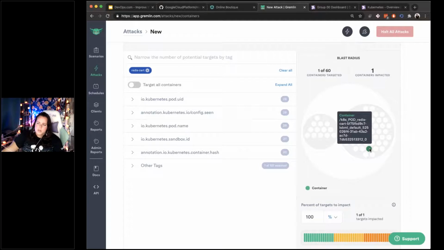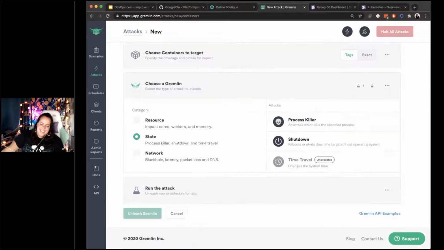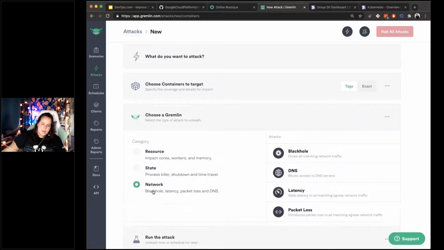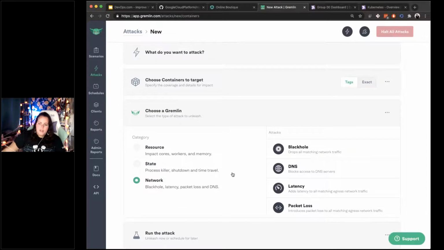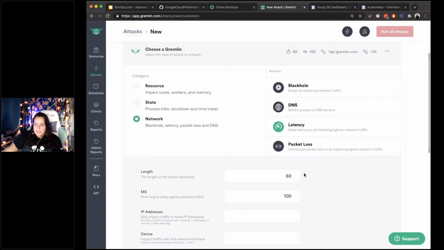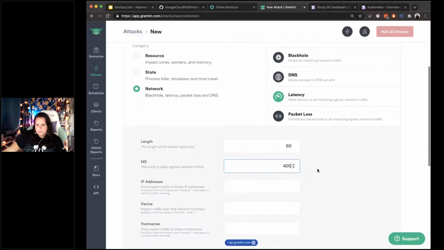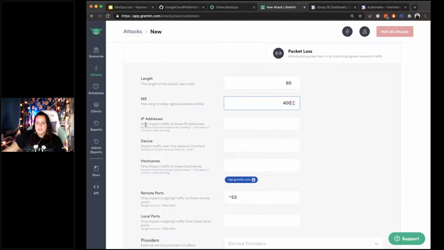We see that this is just one container within my 2 nodes. I wanted to target 100% of that one container. Then we'll head on over to choose a gremlin. As I mentioned, we'll then do the network layer. Under the network layer, we have various attacks that you can run. We're going to be adding a latency experiment. We're going to keep the length at 60 seconds, but if you wanted to observe it longer, you can always make it lengthier. We are going to inject 400 milliseconds of latency. We're going to keep everything else as default.